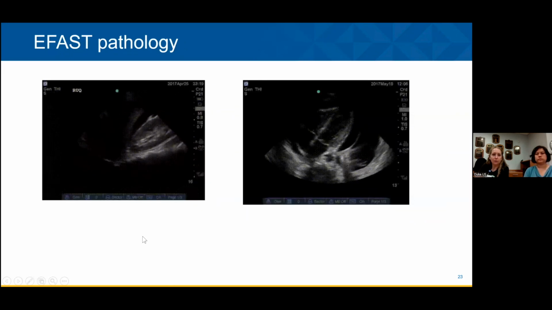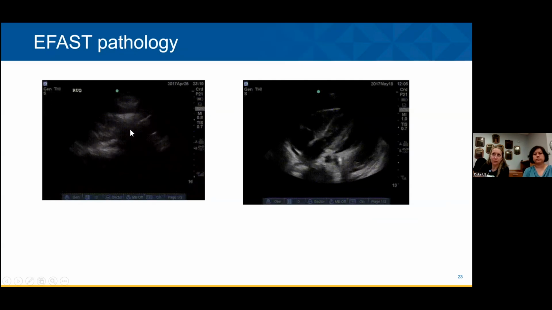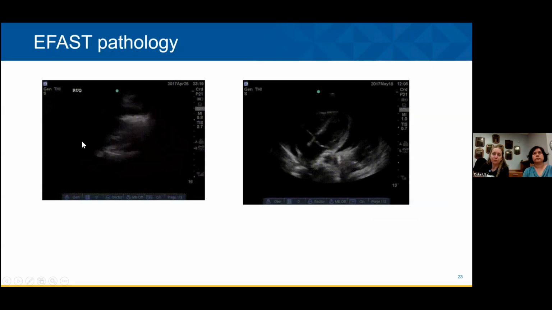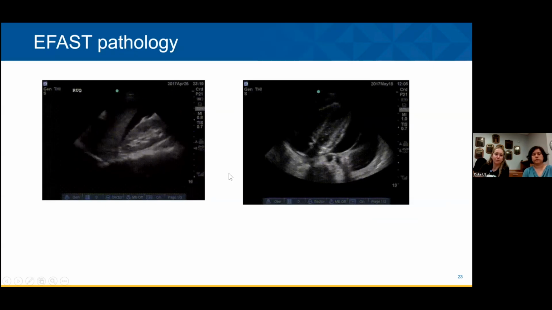These are a couple other examples. This is another right upper quadrant view. It looks a little dark on my screen, so I apologize. But again, the liver and the kidney, and free fluid is dark black in color, and we can see that right above the kidney.